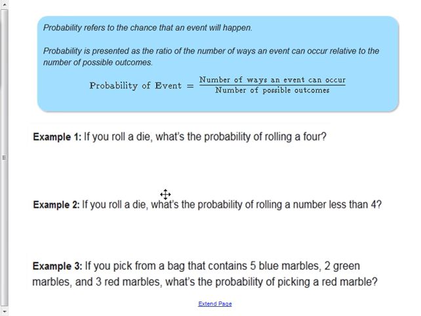All right, so probability refers to the chance that an event will happen. So probability is represented as the ratio of the number of ways an event can occur relative to the number of possible outcomes. So we always put the number of favorable outcomes up on the top. So the number of ways an event can occur.